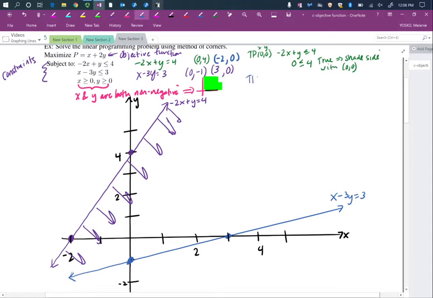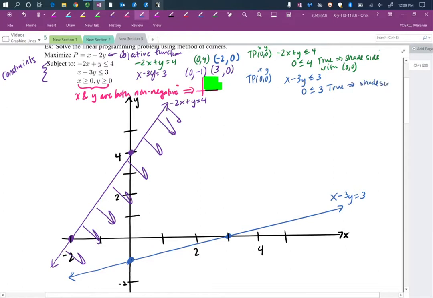We're going to pick a test point that's not on the line. (0, 0) is again appropriate because here is the line, and (0, 0) is not on that line. So I look at x minus 3y less than or equal to 3. The test point says x is 0, so is y. If I plug in x and y both equal to 0, the left-hand side becomes 0, and 0 is less than or equal to 3. This is a true statement.